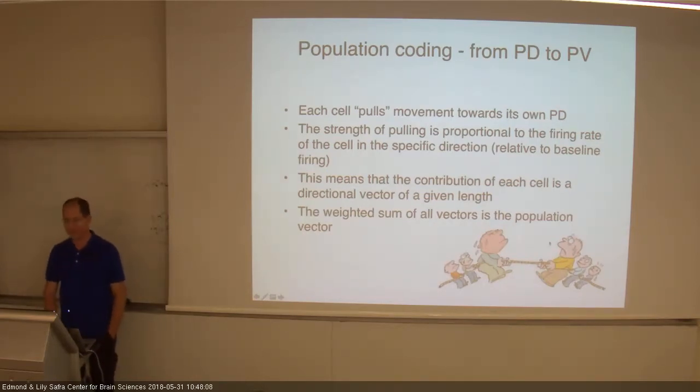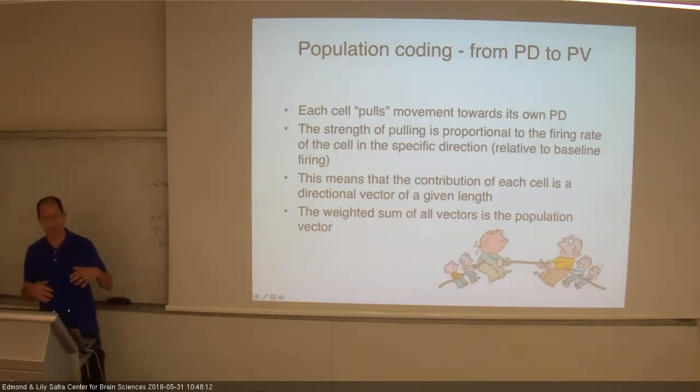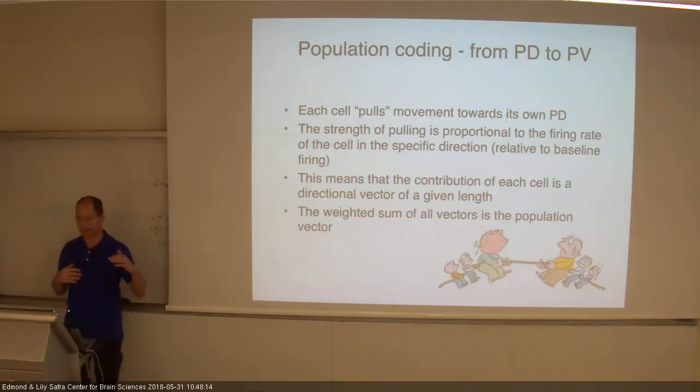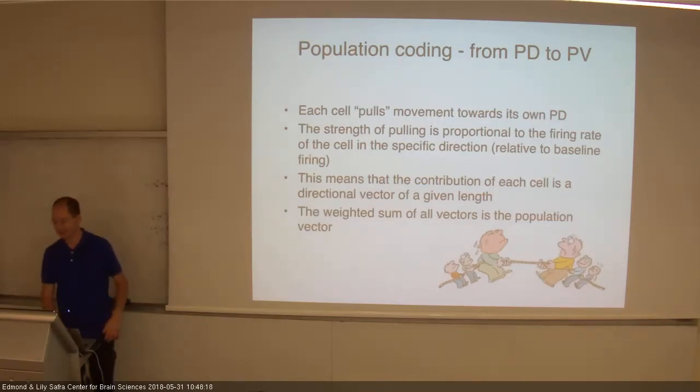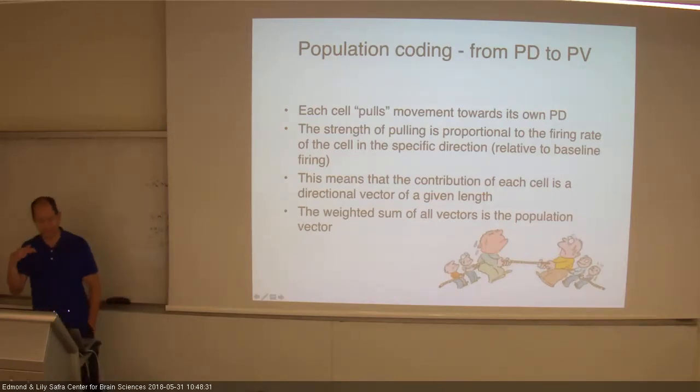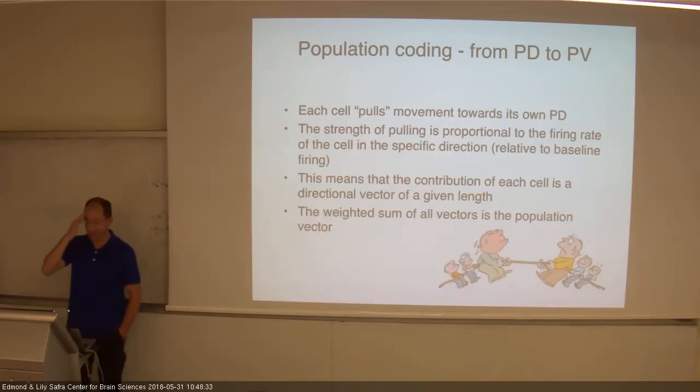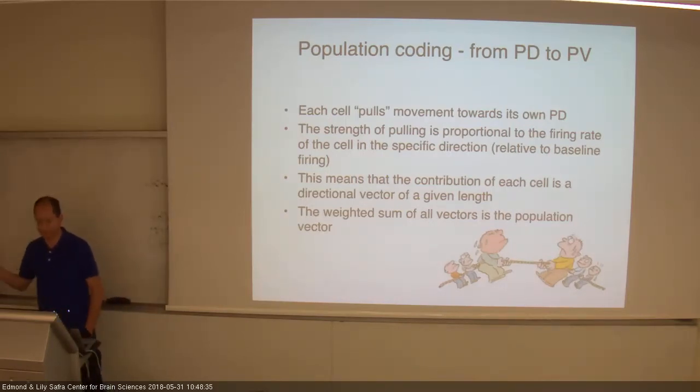Another thing that you can have in this model: different cells have different baseline firing rates. So you can actually decrease your firing rate. And you can think of that as these people can actually pull towards the other direction, or push in a sense. So it's not a rope, but a metal rod, something like that, that helps these people. So firing rate beneath baseline could actually add to the force in the other direction.